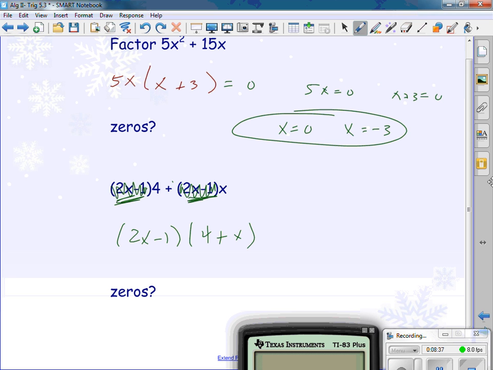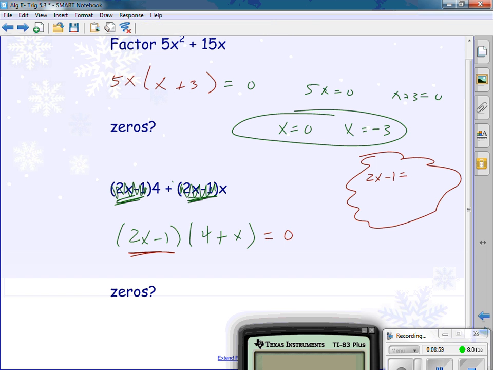If I want to find the zeros, I set this equal to 0. What do I get for this problem to make it 0? I want to see if you can visualize it. What do I have to do first? If I think about it in my head, I have 2x minus 1 equals 0. What do I have to do first? Add 1. Then what do I need to do? Divide by 2. X is 1/2.